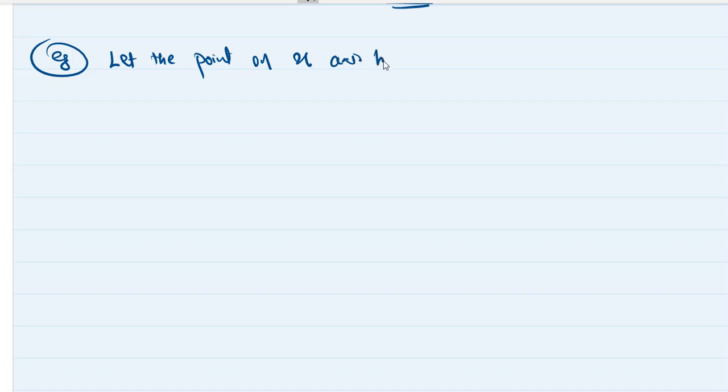So I will write like this. Let the point on x-axis be x comma 0. We just read before this question that any arbitrary point on x-axis is always of the form x comma 0. We have to find this point. The distance of this point is equal to 5 units. From which point? Another point.